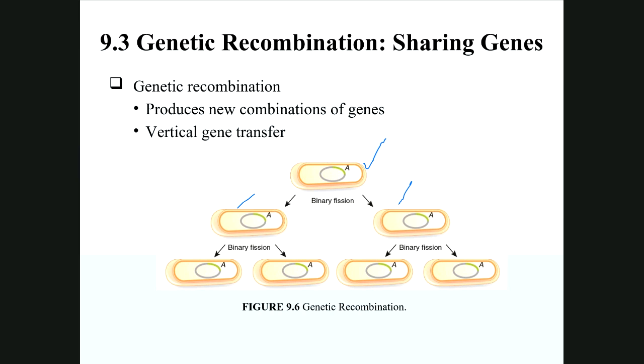So how do we get any diversity in bacteria if they're just dividing like this? Shouldn't every bacteria be exactly identical? We never have new ones? No, because of this genetic recombination. So let's talk about the types of genetic recombination.